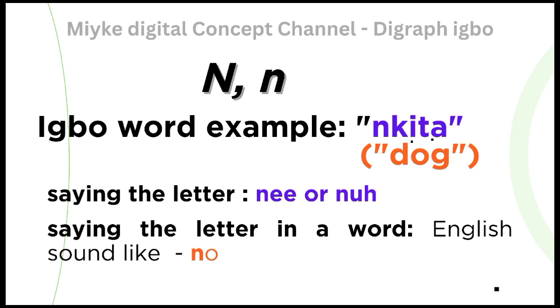We want to talk about, first of all, n, the one with no mark. In Igbo, the example can be nkita, dog, which sounds like the letter n, nkita, nke. I don't know if you get it. Nkita. So saying the letter in English words, for example, is no.